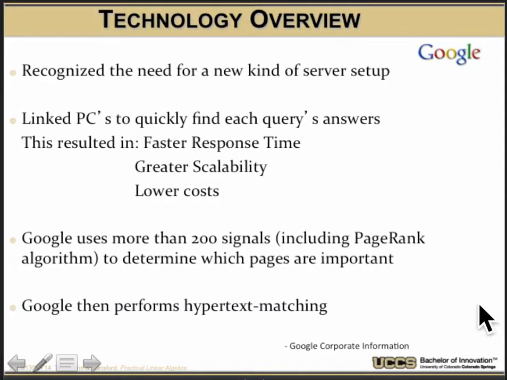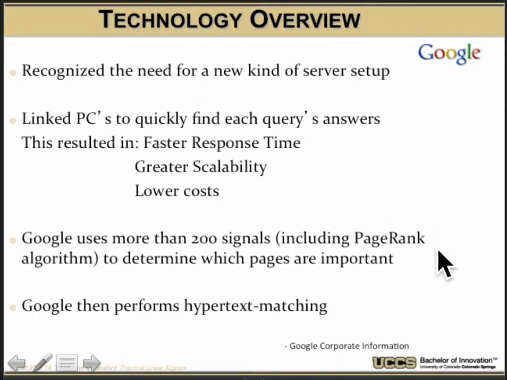So at a high level, if we think about what Google did, they actually had a couple of important things when Google got launched. They recognized the need for a new kind of server setup. They had a bunch of hardware stuff they also did that's really cool. We're not going to talk about that. They linked a bunch of PCs to quickly find each query's answers. That resulted in fast response times, greater scalability, and lower costs. And all that's important to what makes Google work.